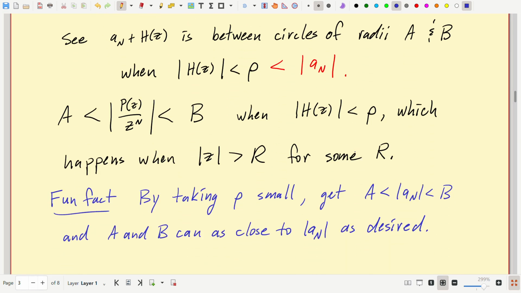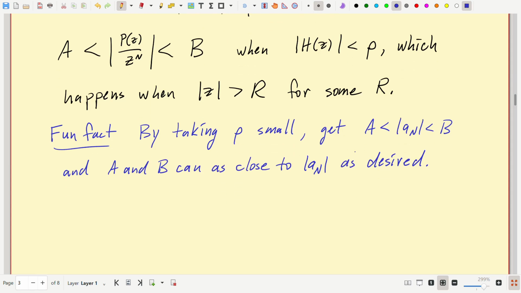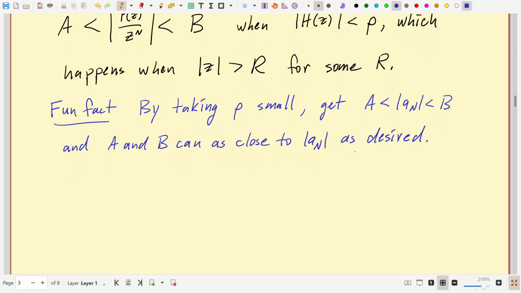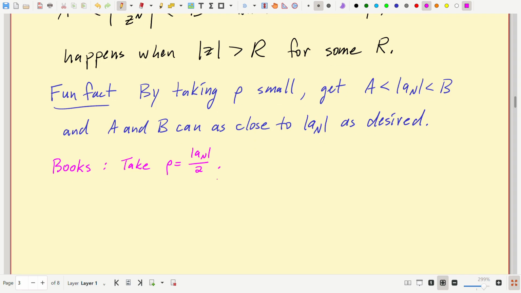Don't really need to use that fun fact, but it's nice to know that it's incredibly close to a polynomial. It looks like a_n z to the n, really, and is sort of indistinguishable from it for a great big z. I should say that some books tend to take, in fact our book does the same thing, rho to be equal to the modulus of a_n over 2, just so they don't have to talk about it so much. I don't mind talking about it.